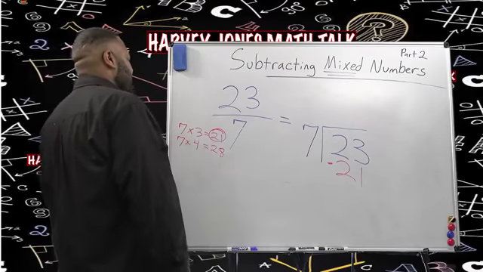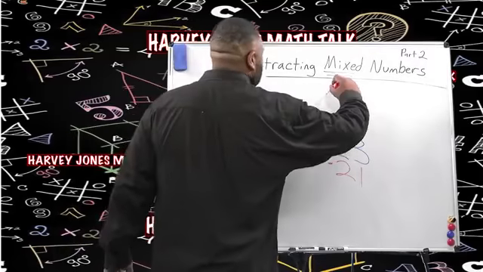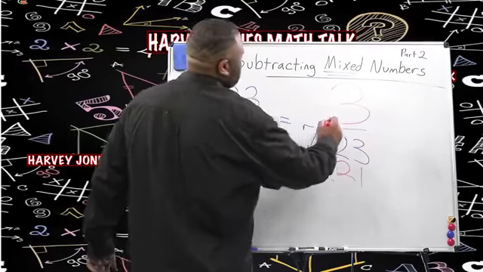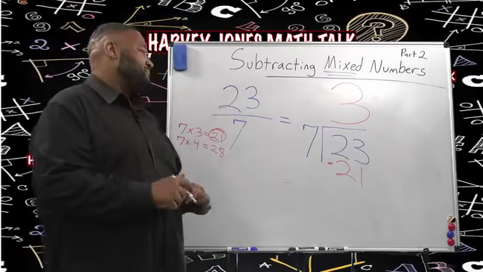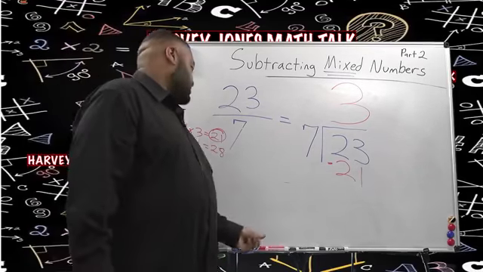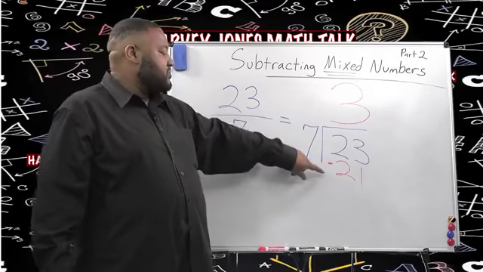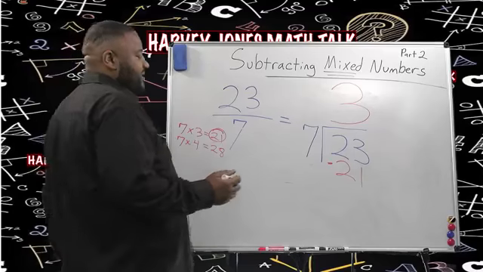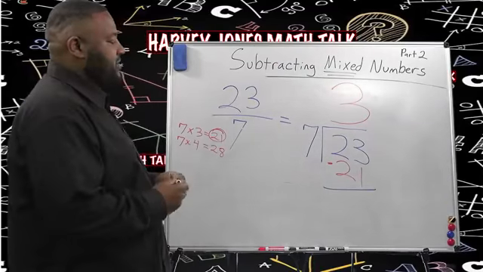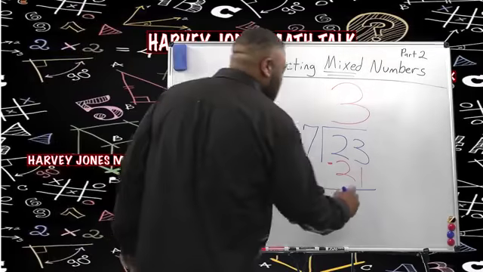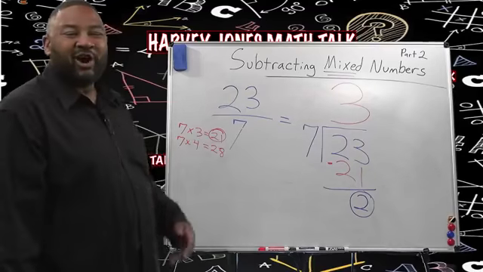I got my 7 on the outside, so that 3 is going to become a really big 3, which is going to become our whole number. We're checking our work. 7 times 3 is 21. When we divide, we have to subtract. 23 minus 21 is 2, which now becomes our remainder.